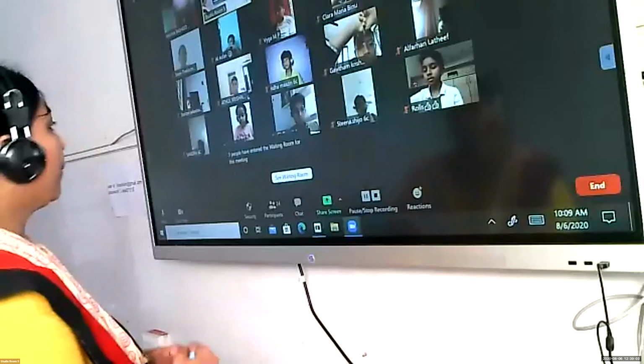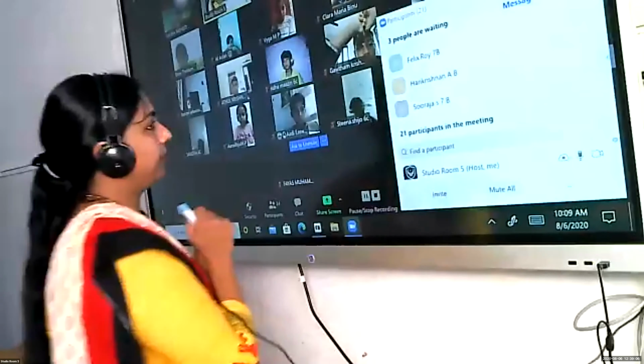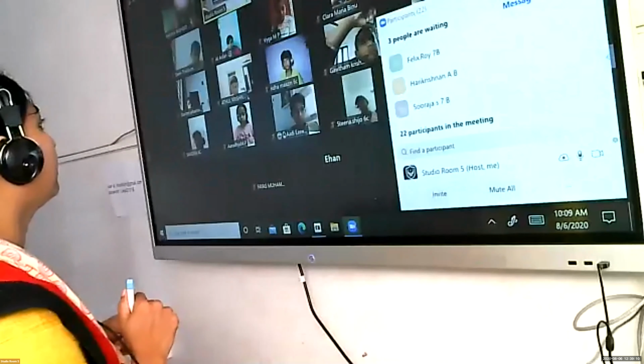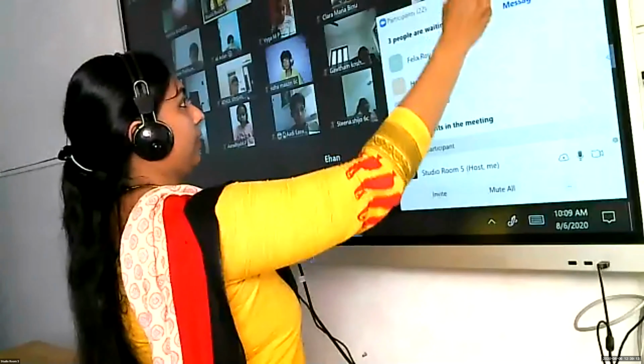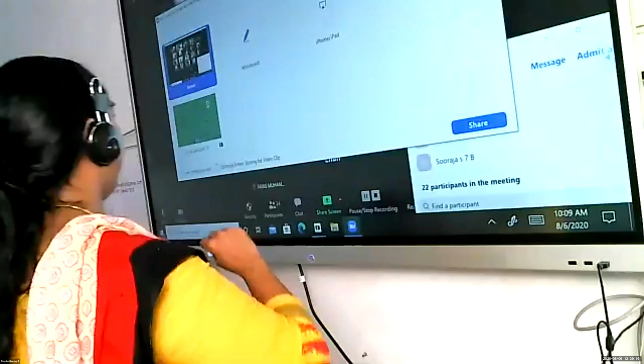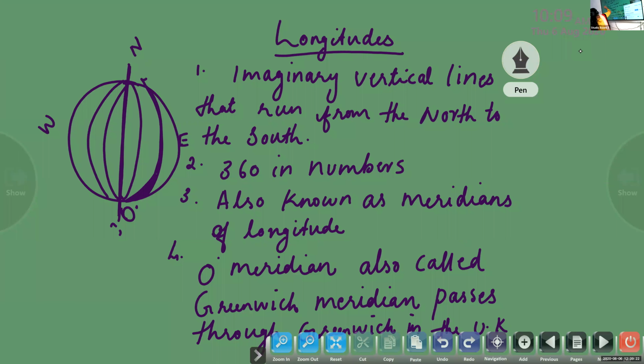Okay. Then I want to ask you one question. What is the meaning of meridian? We call these lines meridians, right? This one, this is a meridian, right? What is it? An imaginary semicircle on the earth's surface. Meridian means an imaginary semicircle on the surface of the earth. Got the meaning? Yes, ma'am.